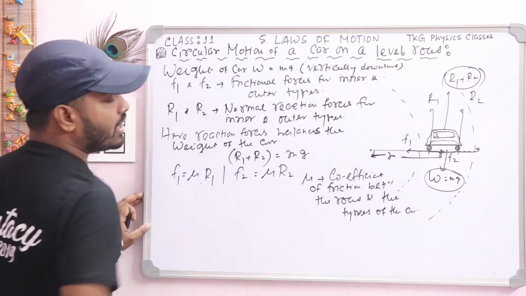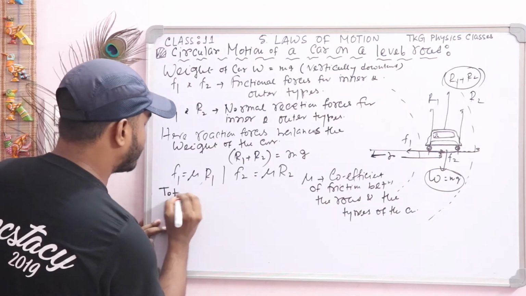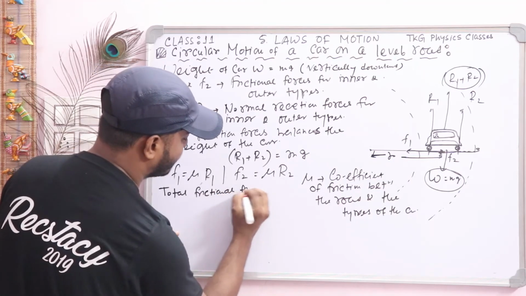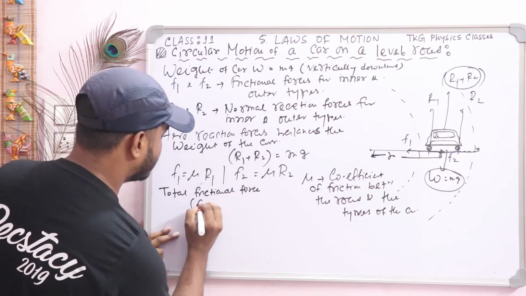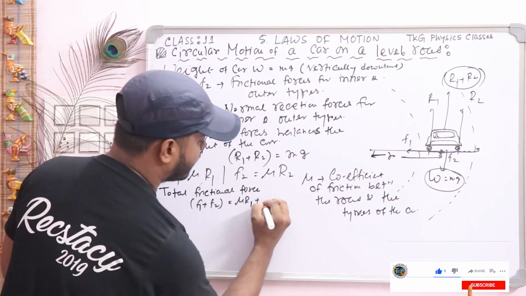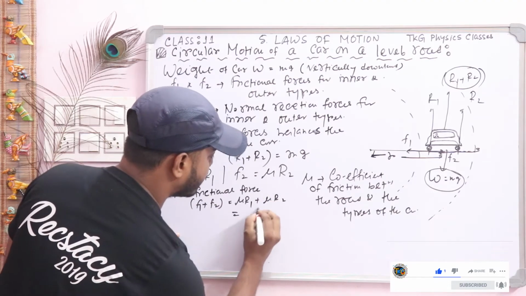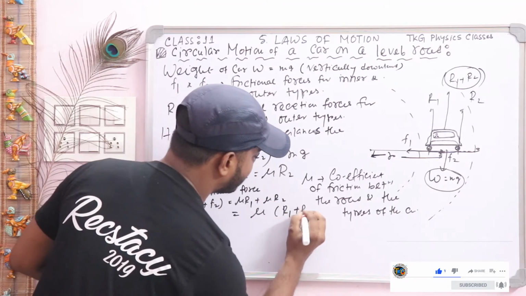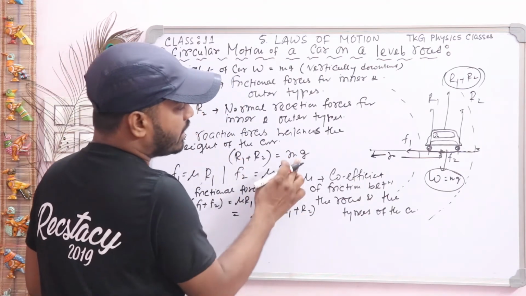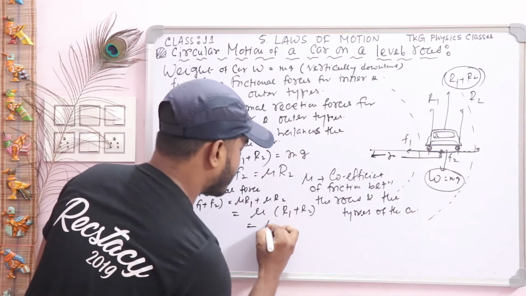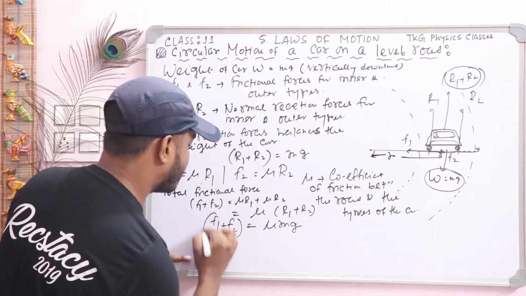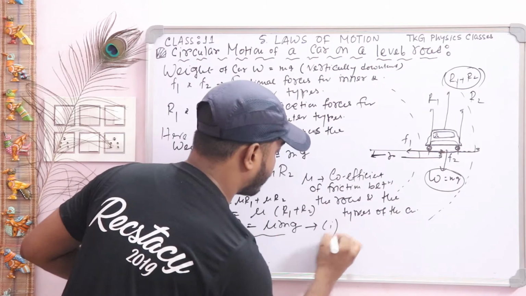Now what is the total frictional force? Write total frictional force, that is F1 plus F2. F1 plus F2 means mu R1 plus mu R2. So you can write mu common, R1 plus R2, and here R1 plus R2, the total reaction force, is balanced with the weight of the car, that is mg. So you can write mu mg. This is the total frictional force F1 plus F2. Suppose this is our equation 1.